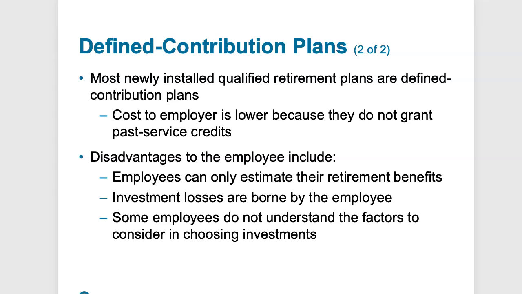So let's get to the disadvantages to employees. So remember that pensions are typically a better deal for employees, where 401ks, what we call defined contribution accounts, are less so, because employees can only estimate what their retirement benefits may be. They're not going to be defined. They don't know if it's going to be $1,000 a month or $3,000 a month because it all depends on the returns in the market.